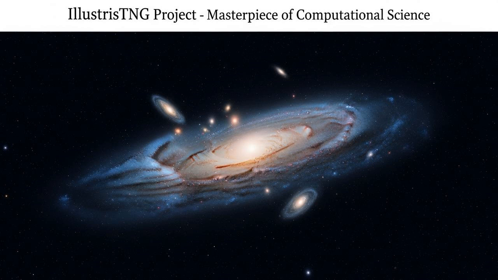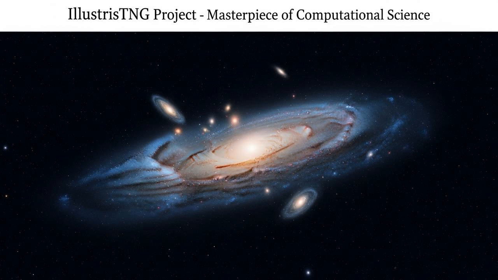For example, there's the IllustrisTNG project. This is a suite of simulations that model the formation of thousands of galaxies in absolutely stunning detail. It tracks how dark matter, gas, stars, and supermassive black holes all evolve together to create the kind of realistic, spiral and elliptical galaxies we see through our telescopes.